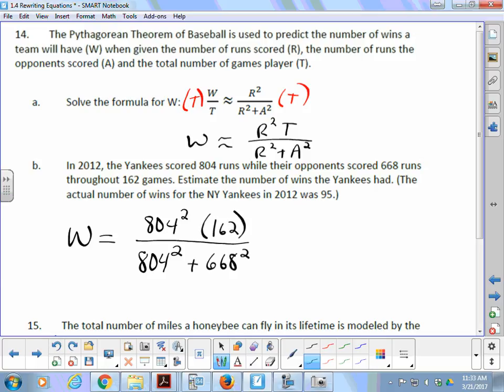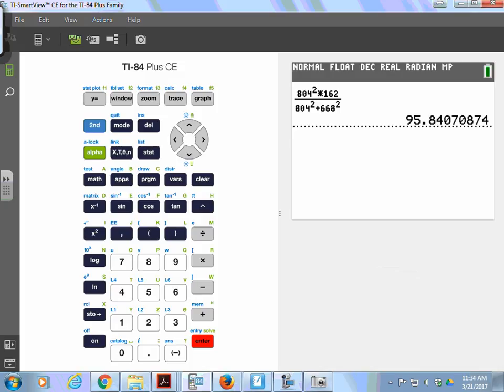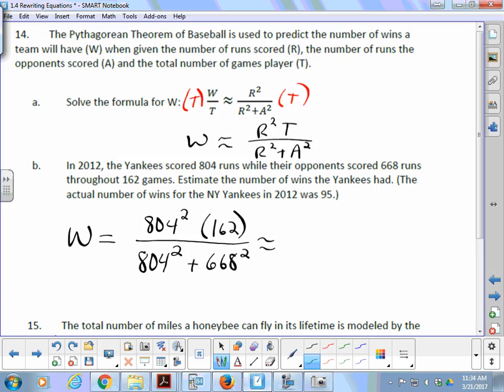All right, so we'll take our calculator and we'll figure out how many wins this estimated for the Yankees in the year 2012. Right, so I'm going to pause it. So according to the formula, the Yankees would have won 95.8 games, so that was really close. So this is approximately 96. So it's very close to the number of wins they had in the year 2012. So that's a pretty good estimate.